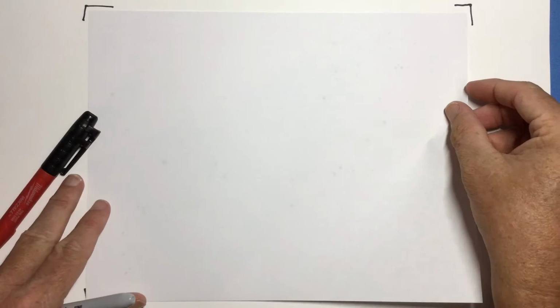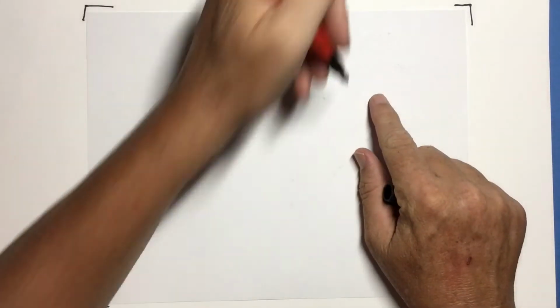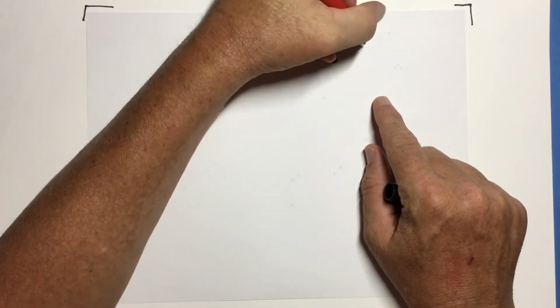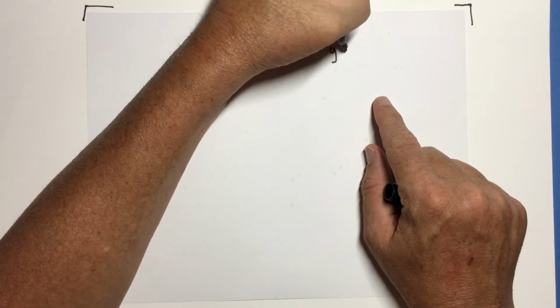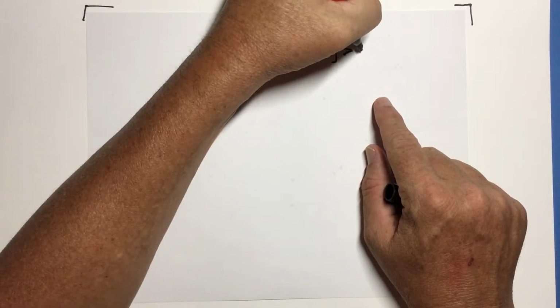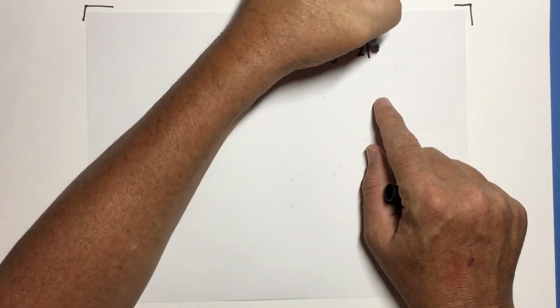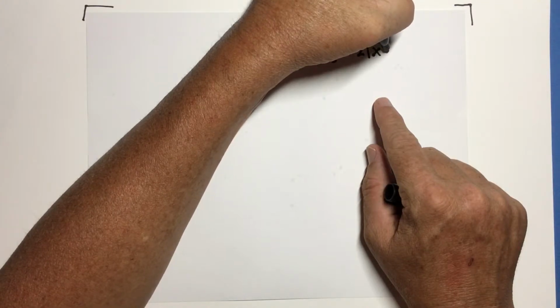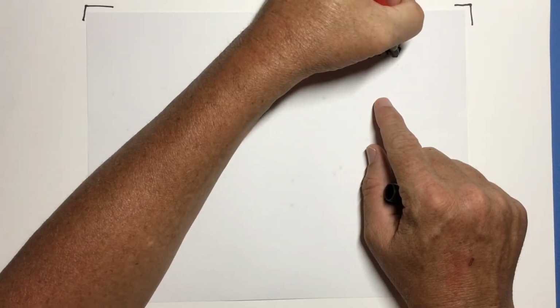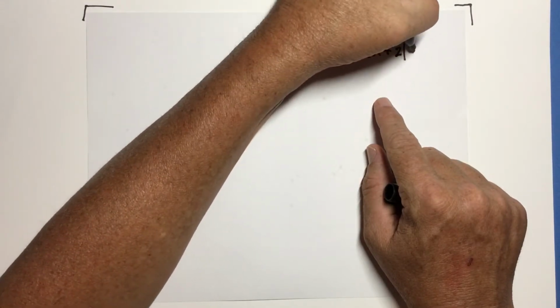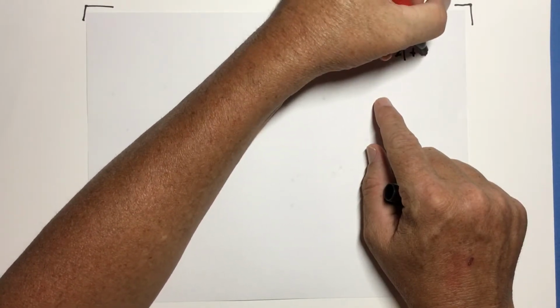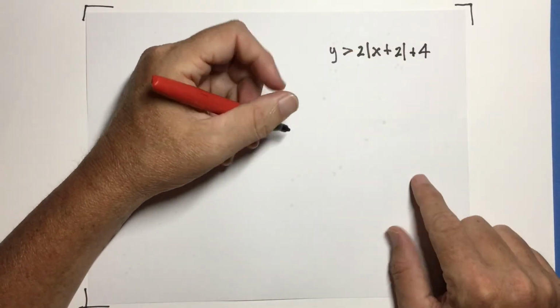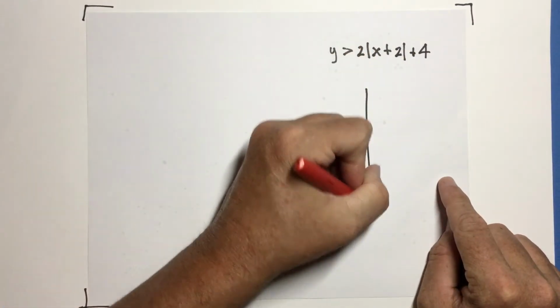All right. That's pretty easy, huh? So let's try one where we don't have an equal sign. For instance, let us graph y is greater than 2 times x plus 2, plus 4. Yeah, I already used that. I'll use it again. Plus 4. There we go. Let's do that. All right.